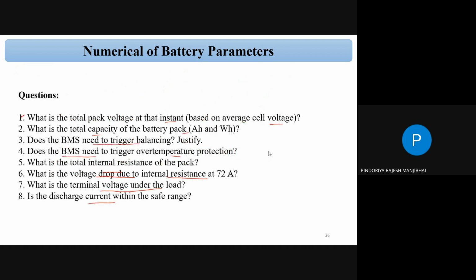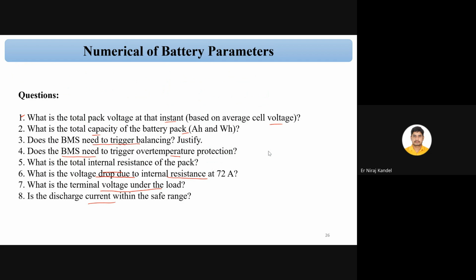Next parameter we have to find out: does the BMS need to trigger balancing, and justify it. So balancing check. Any comments on this third question? Does the BMS need to trigger the balancing? Any student want to comment on this question?